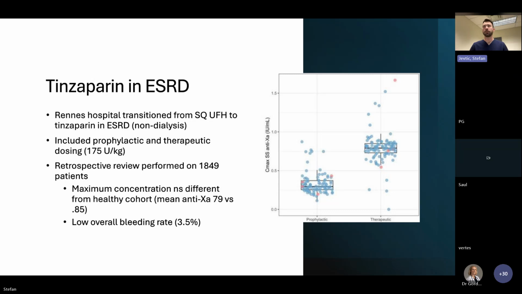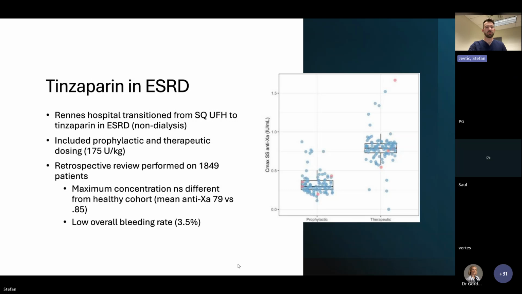And then they performed a retrospective review looking at peak anti-10A levels 4 to 6 hours after administration. And what you can see here is their max anti-10A level at 4 to 6 hours after, with both prophylactic and therapeutic dosing. And they compared it to a healthy cohort, and there was no difference in the mean anti-10A. So in the therapeutic level, it's about 0.79. So this is a typo, my apologies. Versus the healthy cohort had about a 0.85 anti-10A. And we're targeting really that 0.3 to 0.7 range. So not a significant difference.